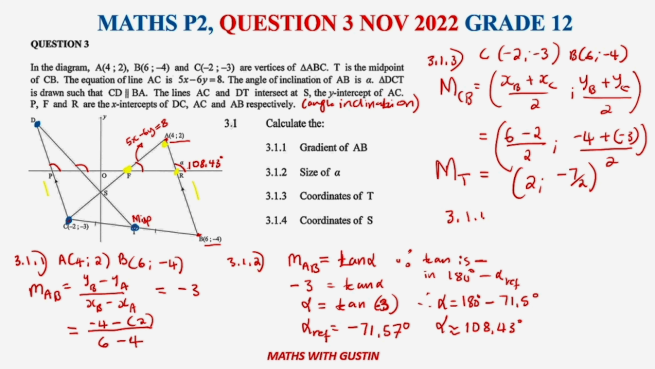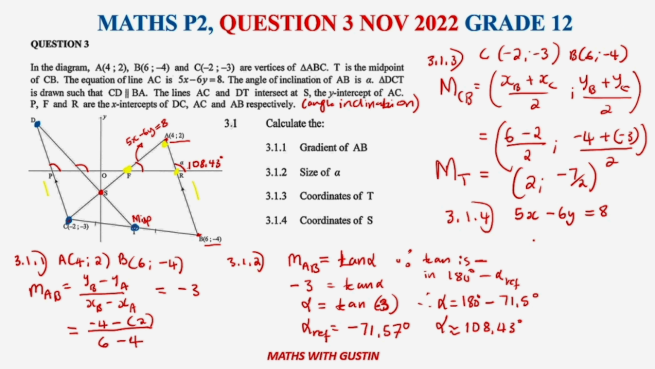And then 3.1.4, it says that we need to determine the coordinates of S. Where is S? S is the point of intersection. What did they say here? Let's go back to the question. Lines AC and DT intersect at S. So therefore, this is the point of intersection, which happens to be the y-intercept of line AC. So if you go to the equation of AC, it is given to us by this equation here.